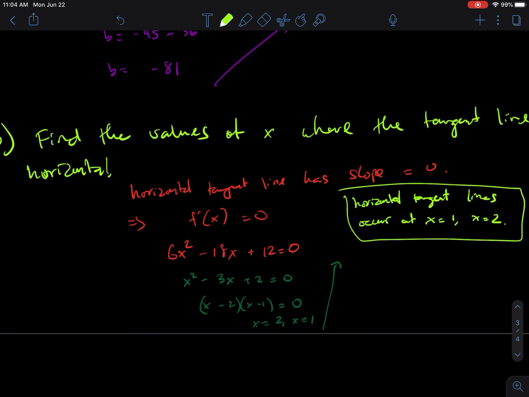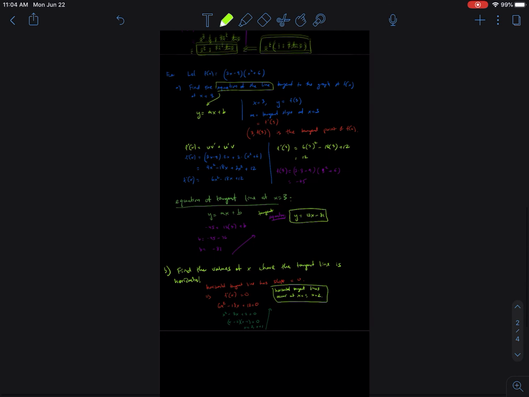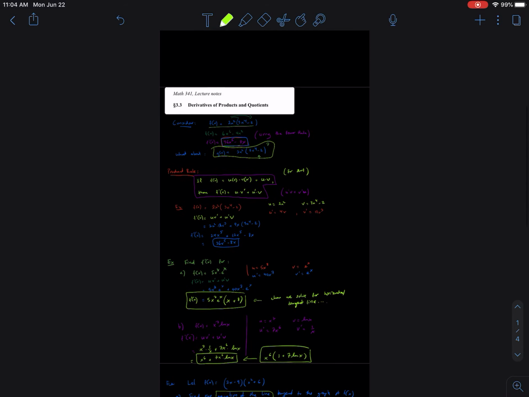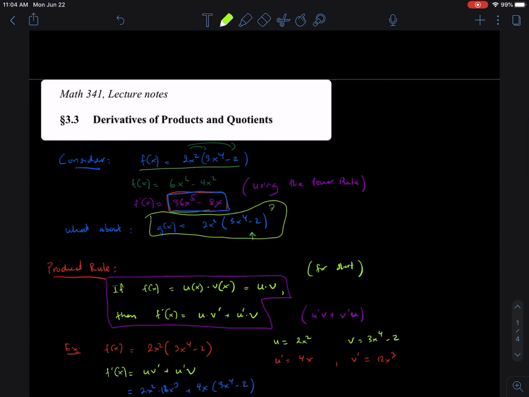Alright, so I think that should be plenty of examples for this video. In the next video, part 2 of this, I'm going to discuss how to find the derivative of a function where the function is defined as a quotient of two functions.